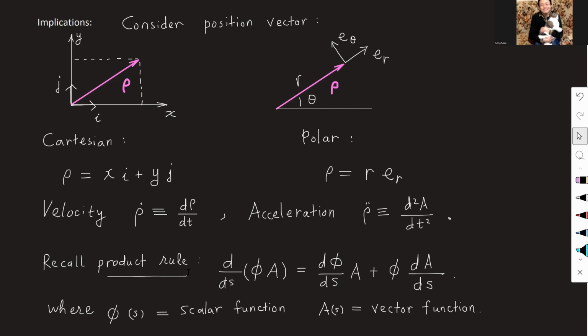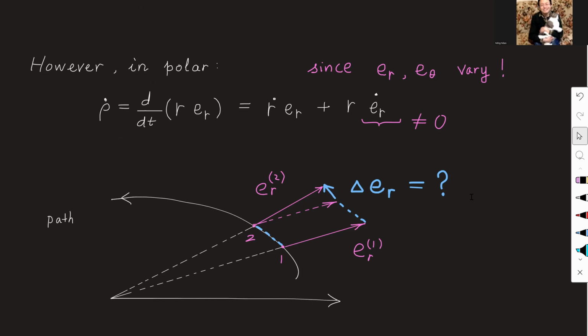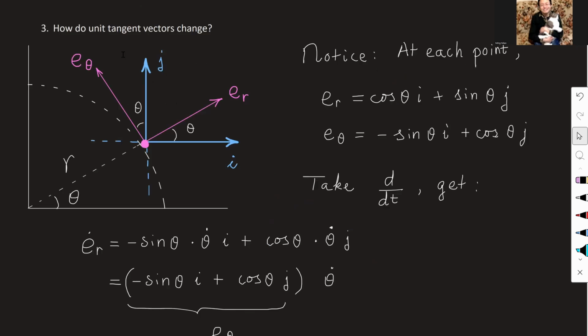Let's use the product rule. In Cartesian coordinates, because i and j do not change from point to point, therefore di/dt and dj/dt vanish. We're just left with this nice formula. However, in the polar coordinate system, the situation is different. e_r dot is clearly non-zero because we mentioned earlier, e_r and e_theta vary from point to point. Our new objective is to investigate how the unit tangent vectors change in the polar coordinate system.